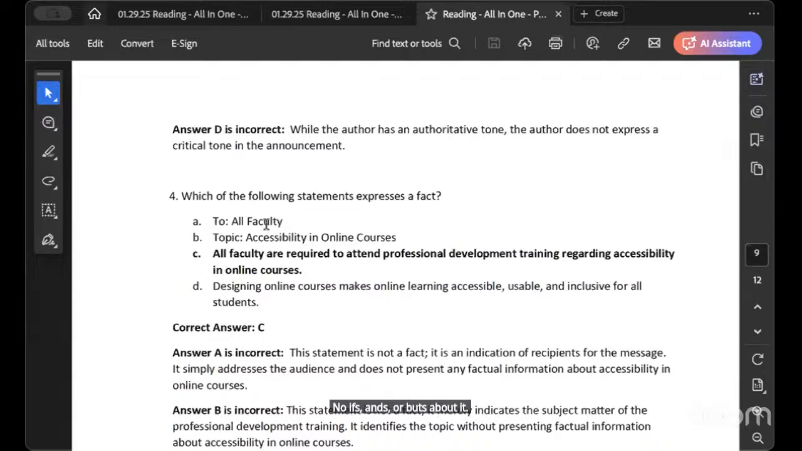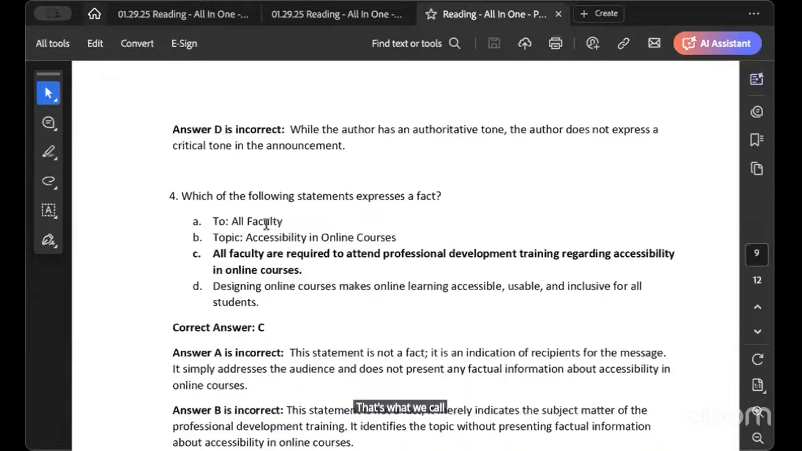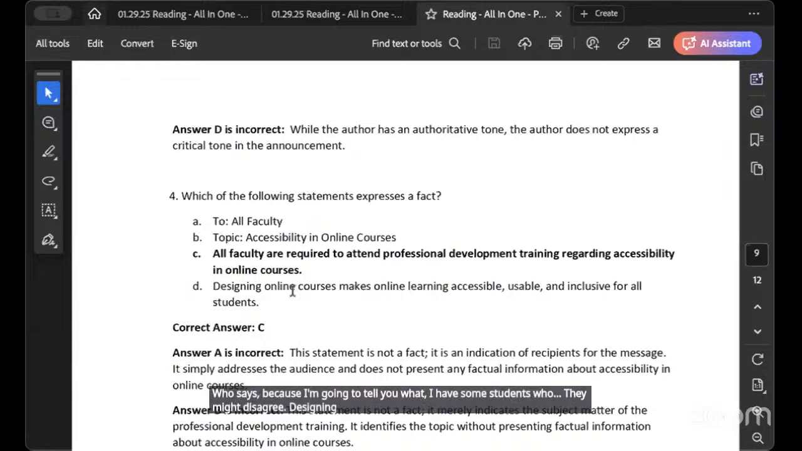Designing online courses makes online learning accessible, usable, and inclusive for all students. While that may present like it is a fact, that's what we call one of those widely held opinions that presents like a fact. Who says? Because I'm gonna tell you what, I have some students who might disagree. Online courses sometimes are not always accessible and usable and inclusive for all students. So that's something that could vary from person to person based off their beliefs.